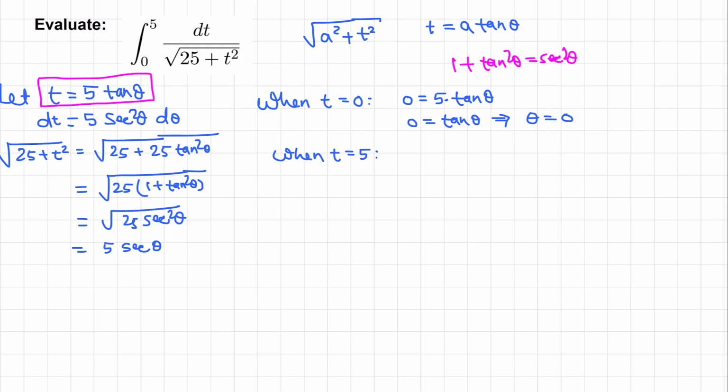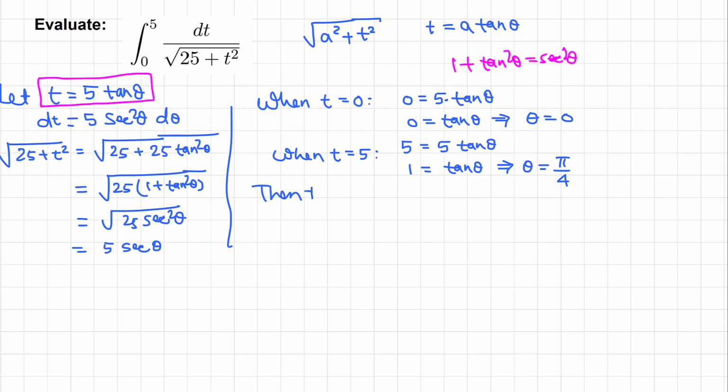From the assumption, 5 equals 5 tangent theta. Now divide by 5: 1 equals tangent theta. Tangent of which angle is 1? The first angle, that's 45 degrees. We go for radians, so tangent of pi over 4 is 1. So this is pi over 4.